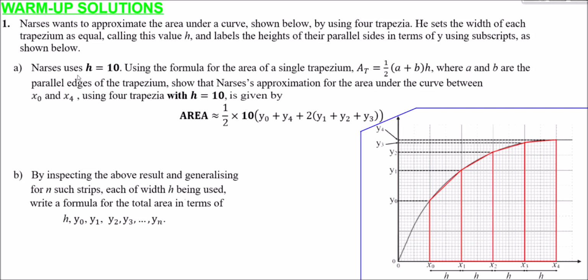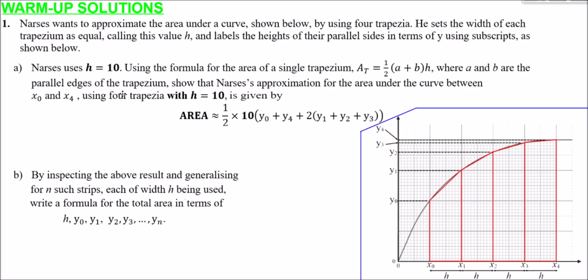So, Narcís wants to approximate the area under a curve shown below here by using 4 trapezia. I've shown these in red as well. The original curve's in black. So he sets the width of each trapezium as equal, calling this value h, and labels the heights of their parallel sides in terms of y using subscripts as shown below. So the first vertical height at x0 is given by y0. And the y value at x subscript 1 is y1, and so on.